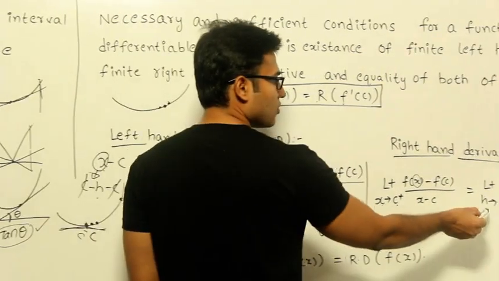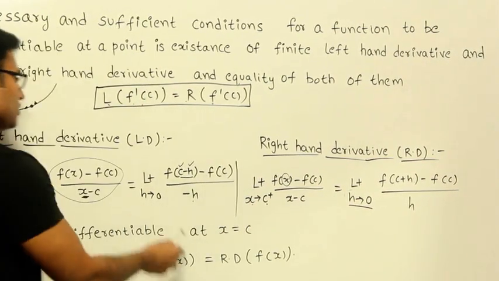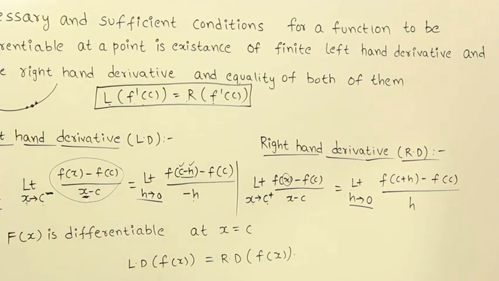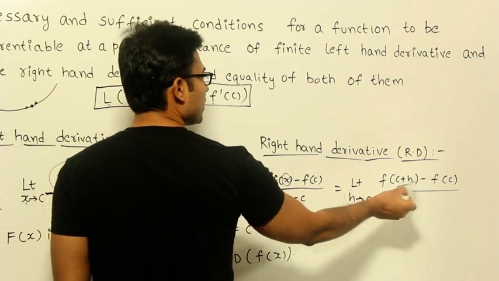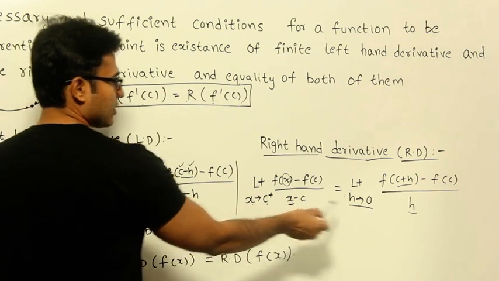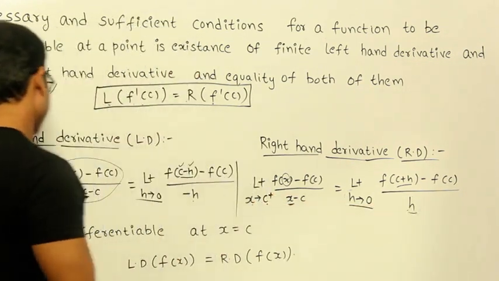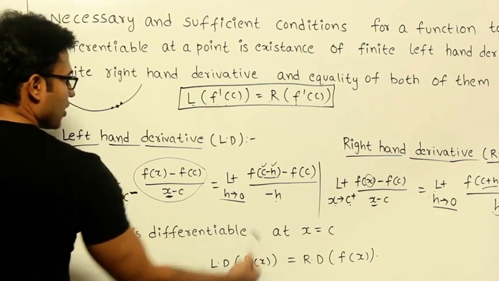Now that value is close to 0, right? Whatever value you are writing is close to 0. Here also, whatever value you are writing is close to 0, right? Now you are going to add that h to c, and in the denominator also you are going to put c plus h minus c. Then you are going to get h here. Got it? f of x is differentiable at x if these two are equal.